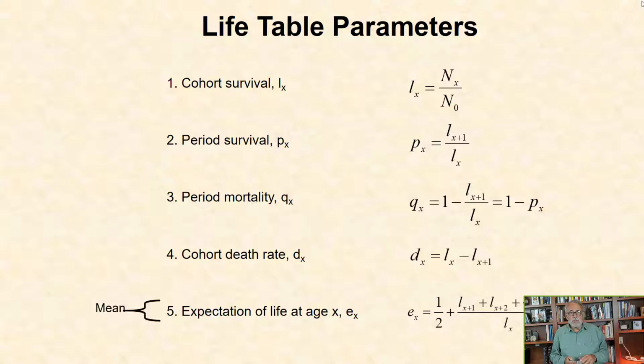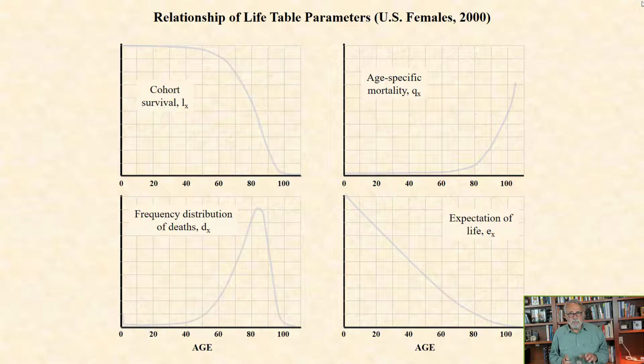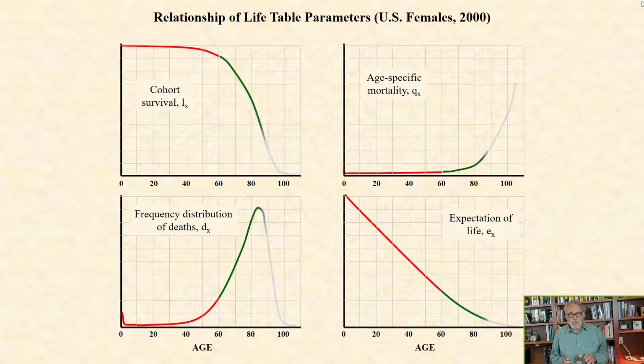Fourth, expectation of life is a mean that refers to the average number of days or years an individual age X has remaining. Here I animate graphs of 4 main life table parameters to show how each relates to the other. Note in this first animation how each changes with age relative to the other. Survival and expectation of life both decreasing, mortality increasing, and DX first increasing then decreasing.